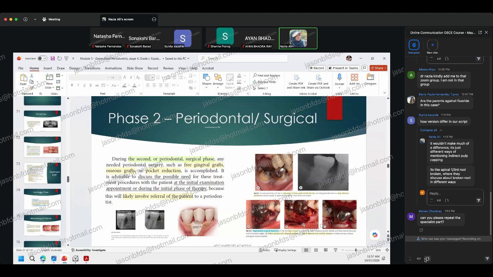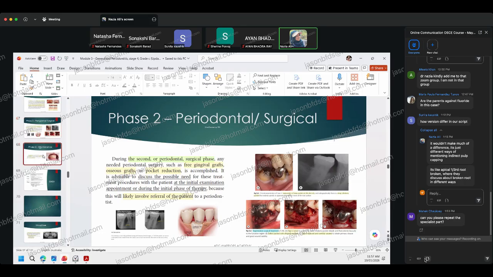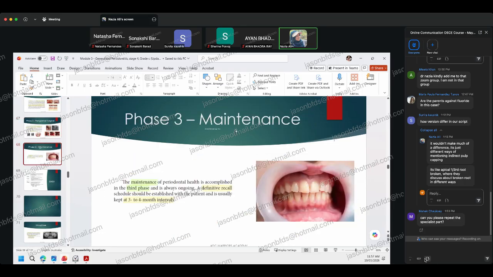It's like the filling that we did in the previous one. Putting a filling is not for life. It can fail. This can also fail if you do not comply. So we need to work together, which is phase 3, maintenance.